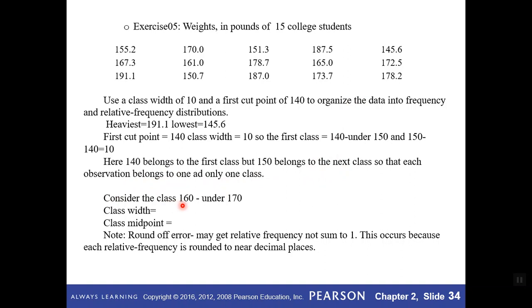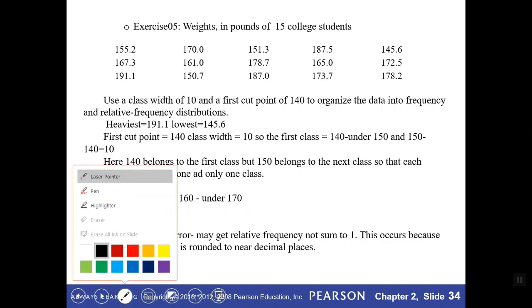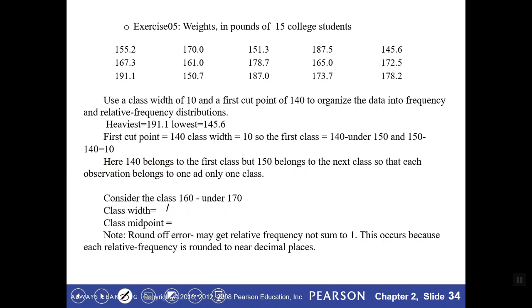Okay, let's consider the class 160 to 170. What's the class width? Class width is easy, it is 10. Let me write it. It is 10. Class midpoint for 160 to 170: what is the class midpoint? The average of these two, 165, right? 160 plus 170 divided by 2. That's how we find the average.